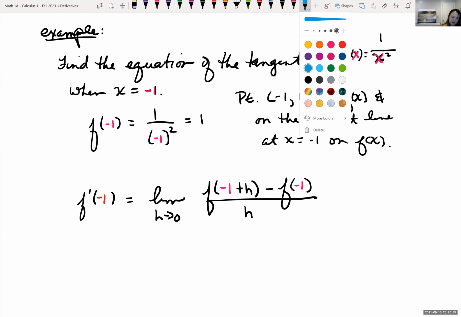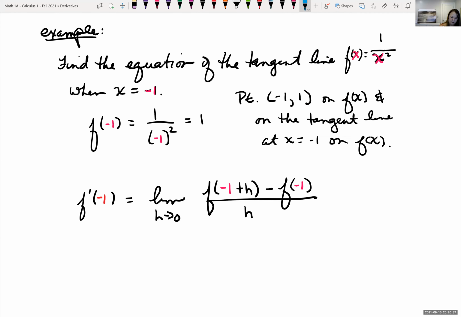So this wants us to plug in -1 plus h wherever we see an x in our function. So let's bring down our limit because we haven't taken it yet. If we did take it right now and just did direct substitution, we would get that indeterminate form of 0 over 0, so we can't take it yet. So let's plug in -1 plus h wherever we saw an x.